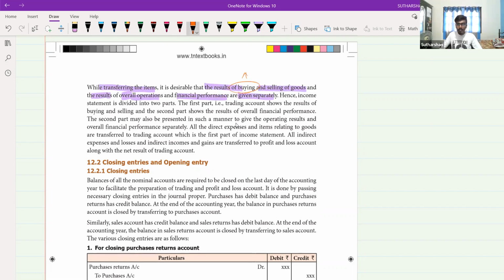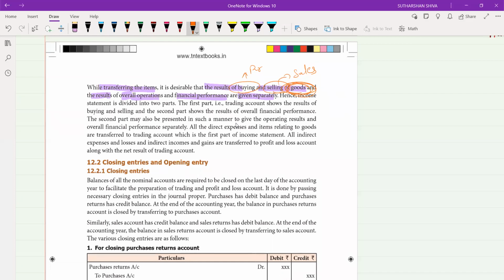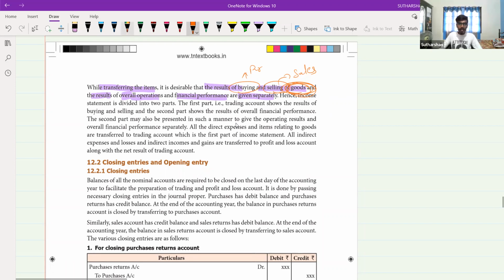Buying is nothing but purchases. Selling is nothing but sales. We are only concerned about goods, not assets. In the trading account, we will only transfer items related to goods. In the profit and loss account also, we will only be concerned about goods. For assets, for furniture, for machinery, we will go on to the balance sheet and we will see. Okay, next.